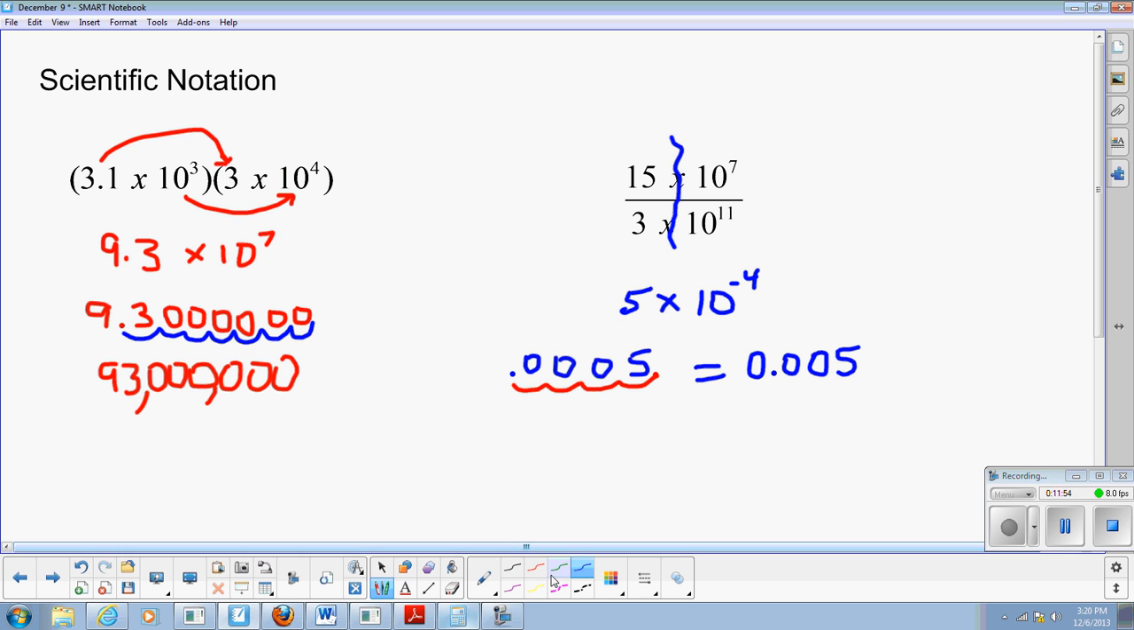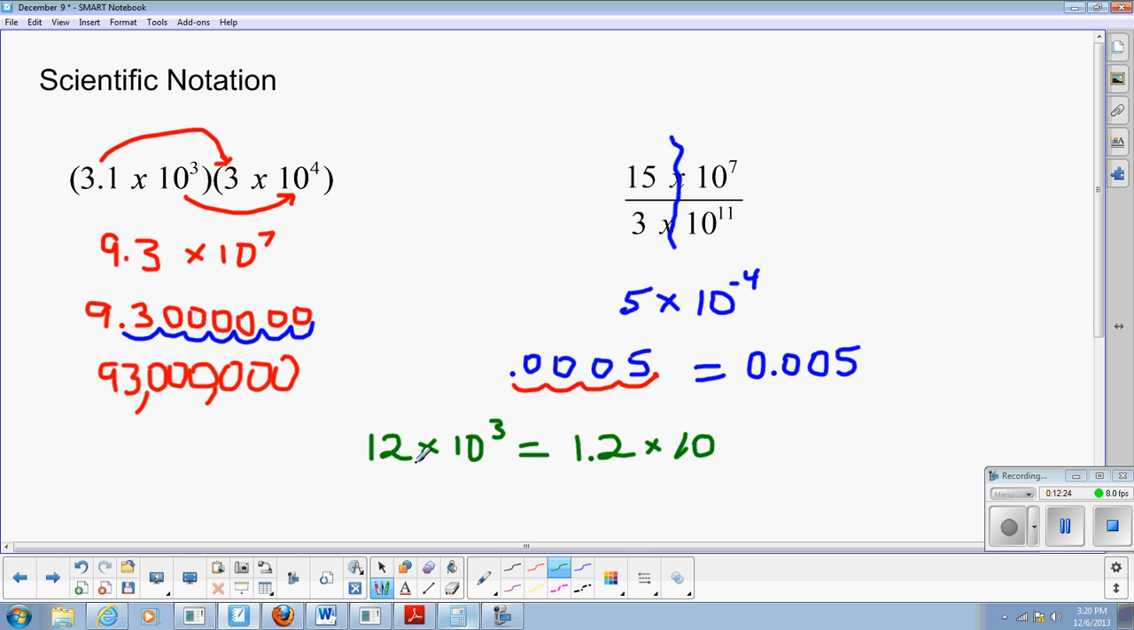So my standard notation looks like this, 0.005. All right, last reminder for you regarding scientific notation. If you get an answer that looks like this, 12 times 10 to the third power, this is not in scientific notation because this number 12 is not between 1 and 10. You need to change that. I would need to change that to 1.2 times 10.